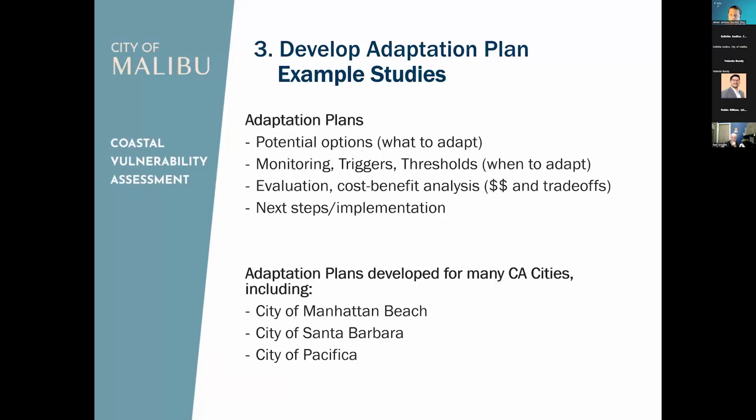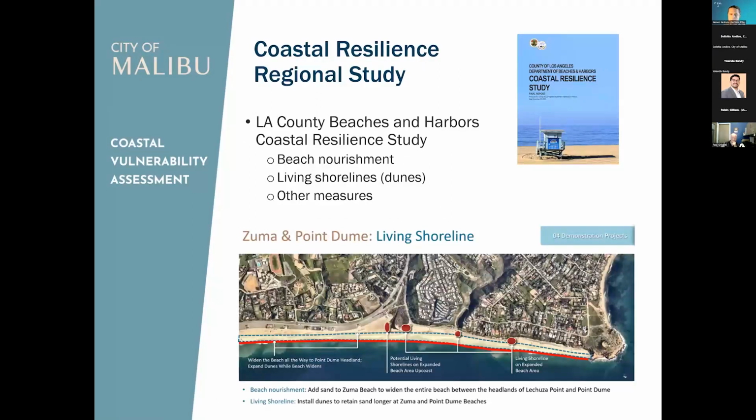A number of adaptation plans have been completed in the state of California, including several by ISA, such as those at Manhattan Beach, Santa Barbara, and Pacifica. Next slide, please. When developing adaptation plans, it is important to consider other local efforts. For Malibu, I'd like to summarize 2 ongoing adaptation efforts that affect resources within the city.